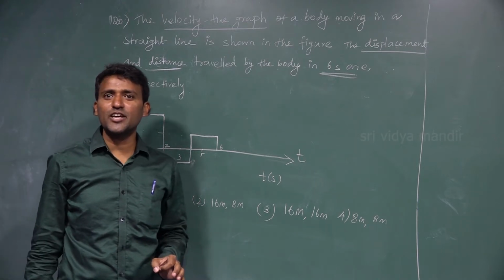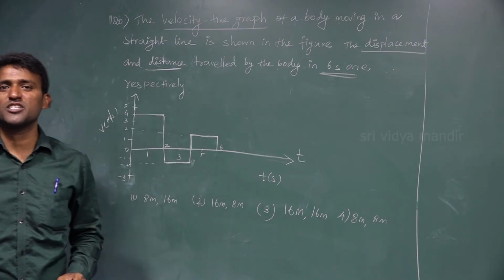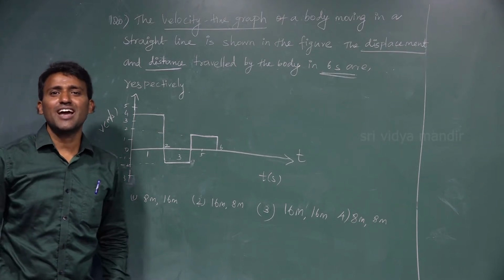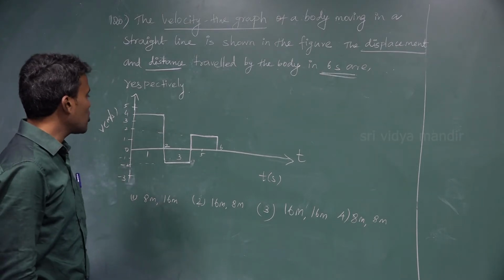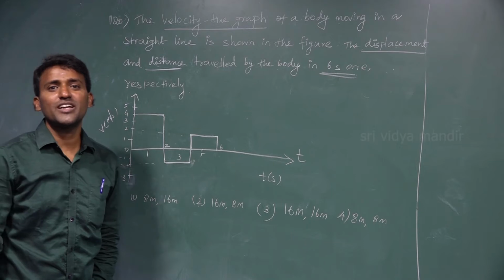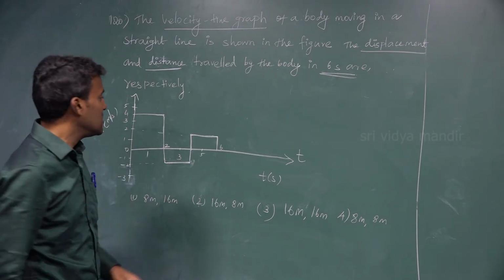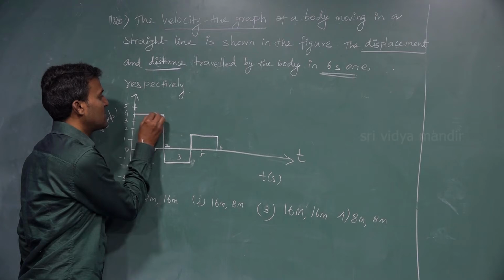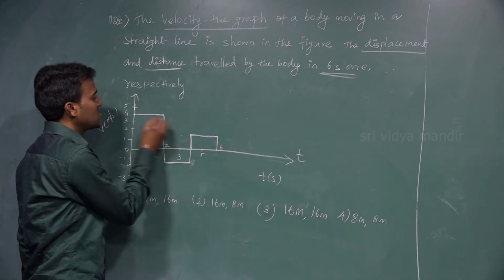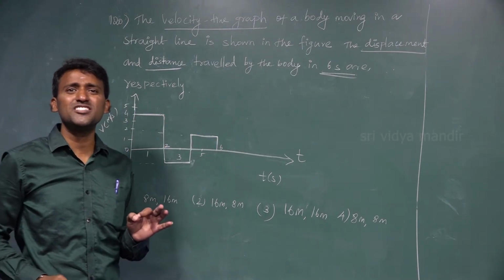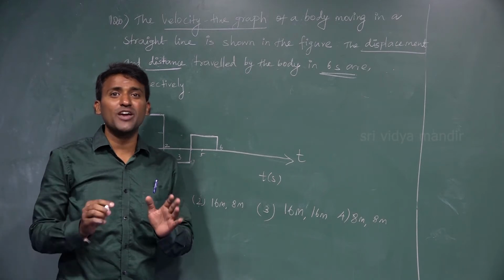Now we are calculating the distance or displacement. We can calculate it by using the area under the curve. See here, this is uniform velocity, since velocity is on the y-axis and time is on the x-axis. Uniform velocity means acceleration is 0, slope is 0, but we are not calculating that.